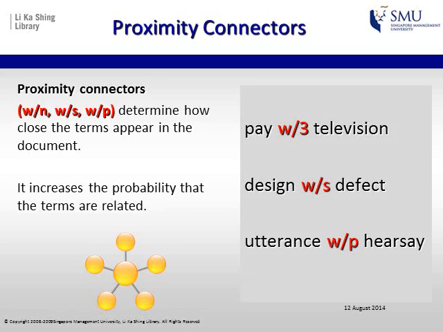N typically can be any number between 1 to 25, depending on how close together you want your terms to be. So for instance, pay W/3 television means pay within 3 words or less of television. This means any documents retrieved might mention the words pay per view television or television you pay to watch.